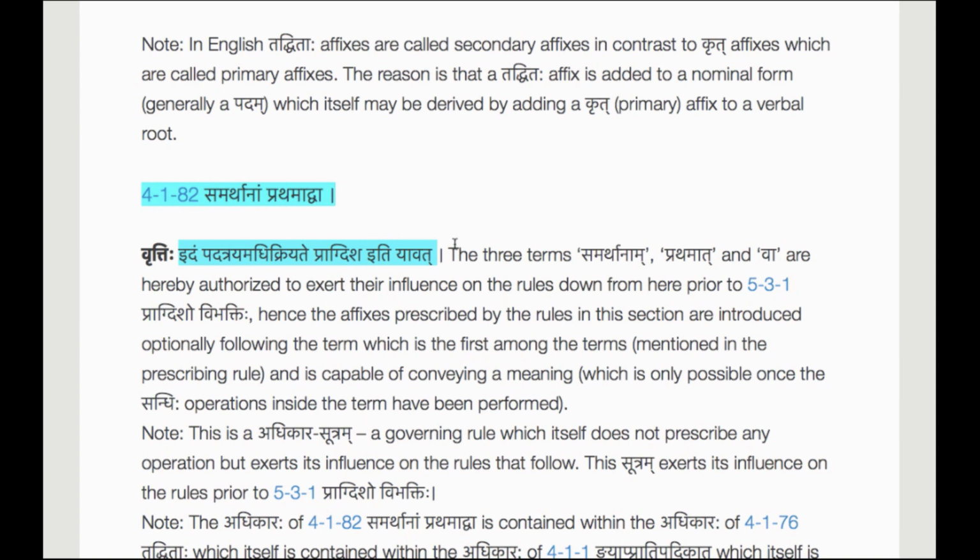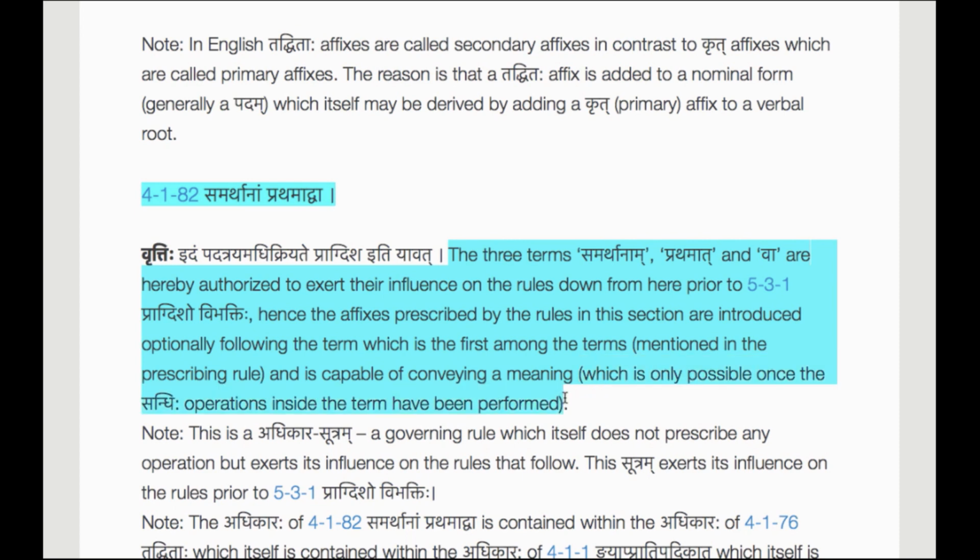The three terms Samarthanam, Prathamat and Va are hereby authorized to exert their influence on the rules down from here, 4.1.82, prior to 5.3.1, Pragdisho Vibhaktihi. Hence the affixes prescribed by the rules in this section are introduced optionally. The sutram says Va, following the term which is the first among the terms mentioned in the prescribing rule and is capable of conveying a meaning, which is only possible once the sandhi operations inside the term have been performed.